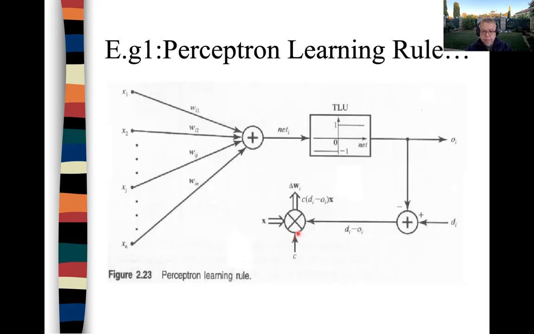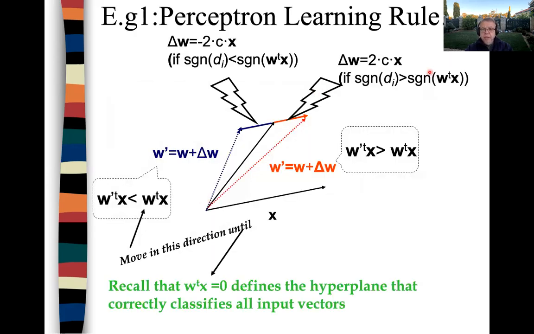So we're going to multiply di minus oi, this is our R, by x and c. So we're going to have c times di minus oi times the input x. And this will give us the delta w, which is used to modify the weights of this node here. This is a vector, of course. So you're going to have delta wi1, delta wi2, delta wij, delta win. Now, if you want to look at it in a vectorial form, this is your input x, this is your current weight w, and this is the delta w.